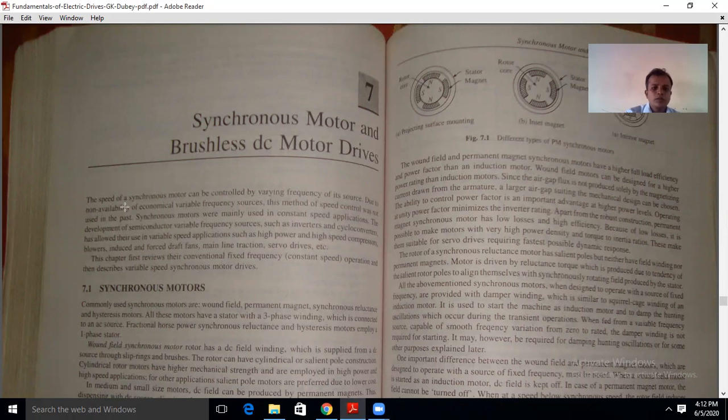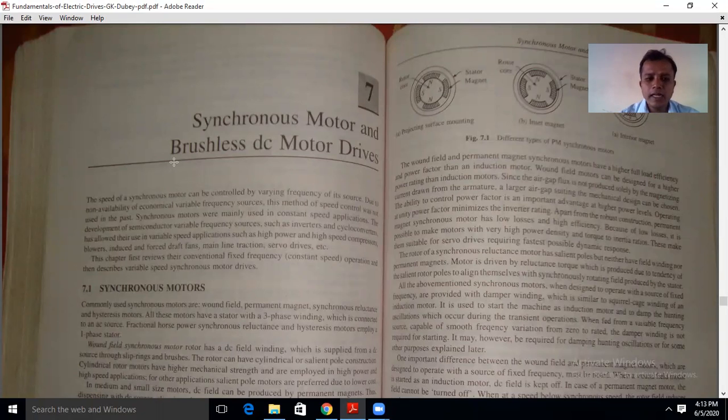The speed of a synchronous motor can be controlled by varying the frequency of its source. Due to non-availability of economical variable frequency sources, this method of speed control was not used in the past. So synchronous motors were mainly used in constant speed applications. The development of semiconductor variable frequency sources such as inverters and cycloconverters has allowed their use in variable speed applications such as high power and high speed compressors, blowers, induced and forced draft fans, mainline traction, servo drives, and so on.